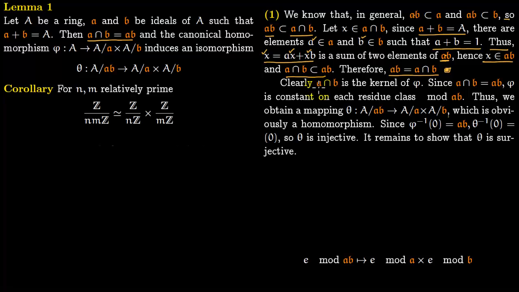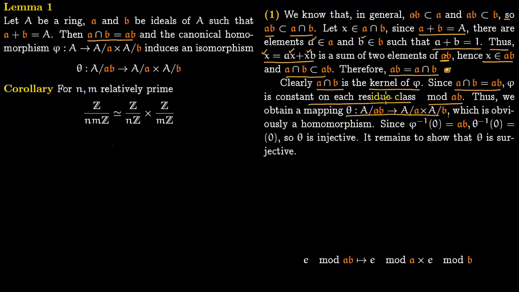First thing, notice that this intersection of the ideals A and B is the kernel of our phi. It is the kernel of phi precisely because an element lies within both A and B. And you can also see that this A intersection B is precisely AB. So this map phi is therefore constant on each residue class modulo AB. So we have this mapping theta from the ring modulo AB to the ring modulo A times the ring modulo B, and this mapping is kind of natural.